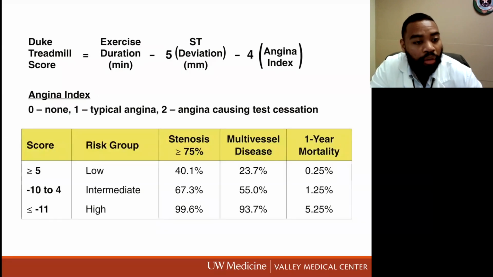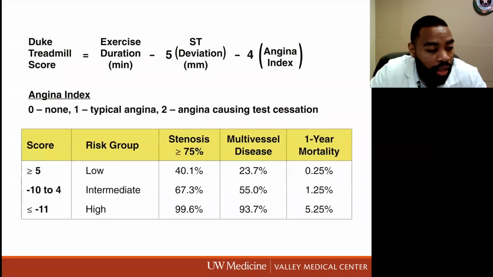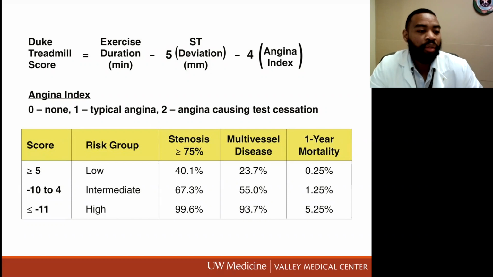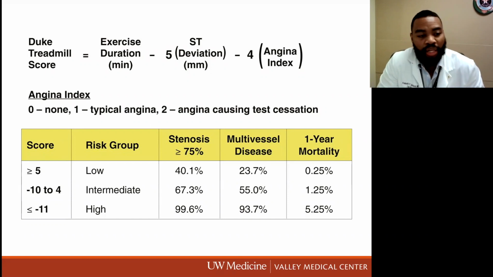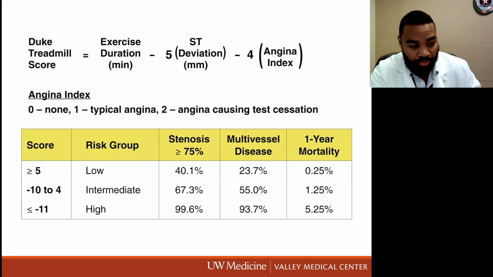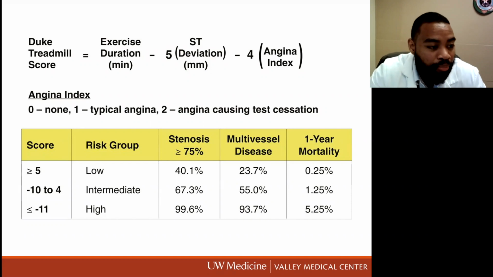So for our regular exercise treadmill test, many of you have already heard of the Duke treadmill score, and this is a score that has been validated. It was really more in vogue a few decades ago, but now with the advent of myocardial perfusion imaging, which is a more sensitive modality, this has become less favorable to look at. But the Duke treadmill score is still valuable because it gives a lot of good information in terms of 1-year mortality.